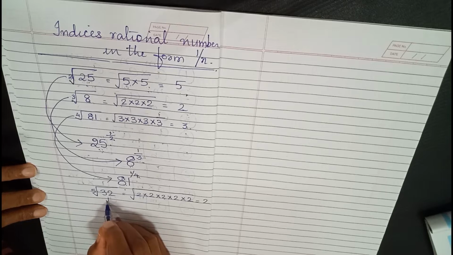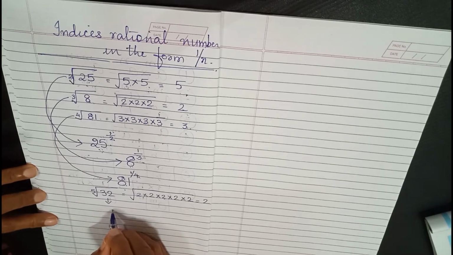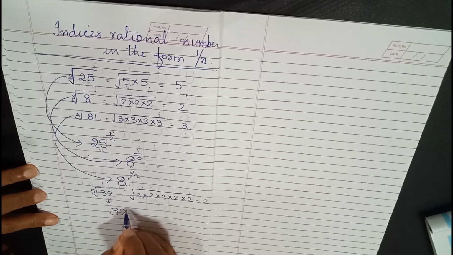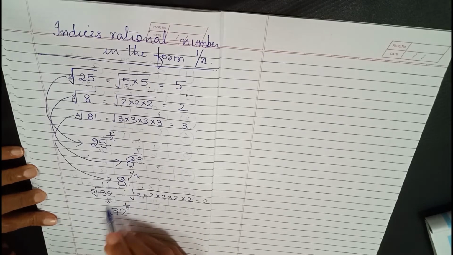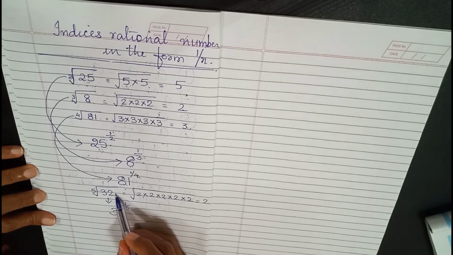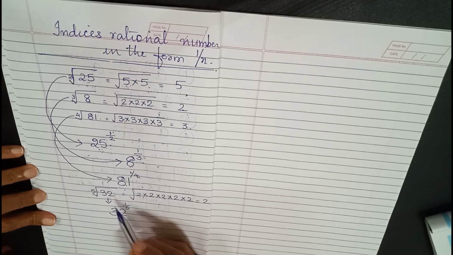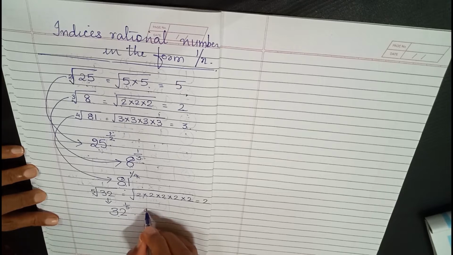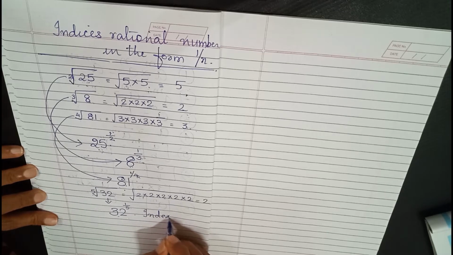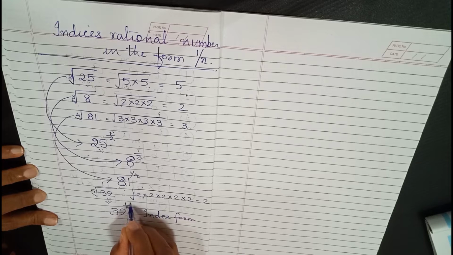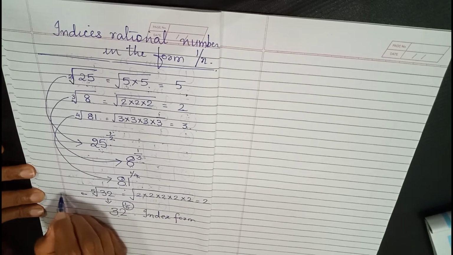Now this fifth root of 32 can be written either this way, or it can be written as 32 raised to 1 upon 5. How do you read this? Fifth root of 32. This is also the fifth root of 32, but the writing method is different. This is called the index form, because we are using an index, and this is called the root form.